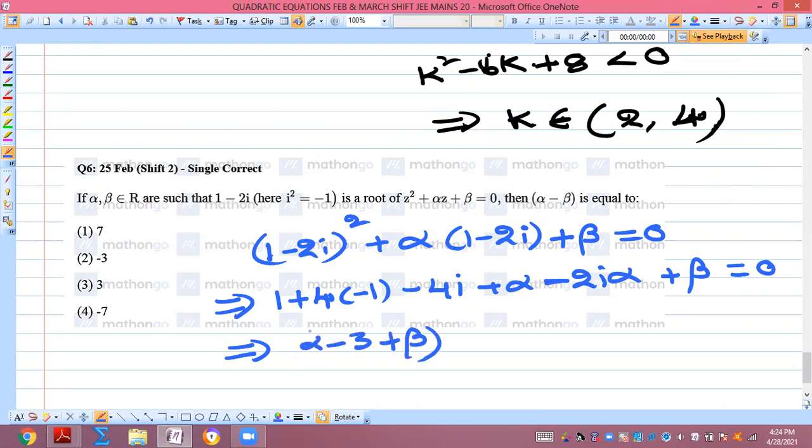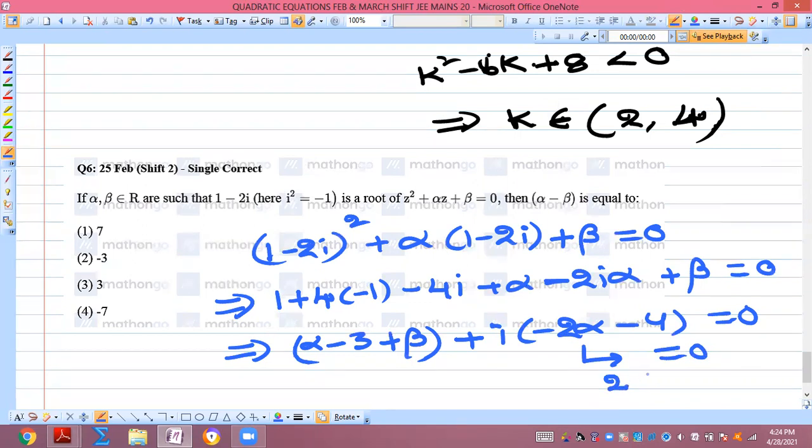We have this is real part. Imaginary part, if you write I, then minus 2 alpha minus 4 is equals to 0. If this is equals to 0, 2 alpha is equals to minus 4, alpha is equals to minus 2.